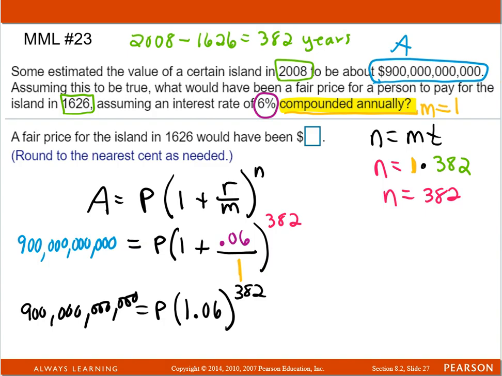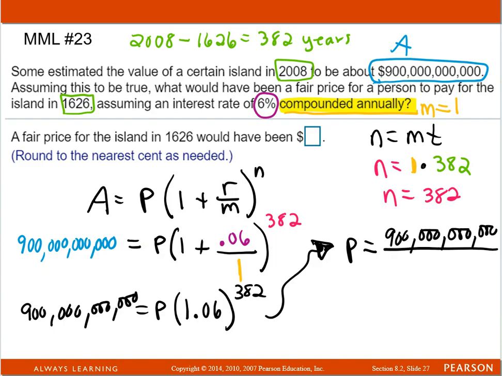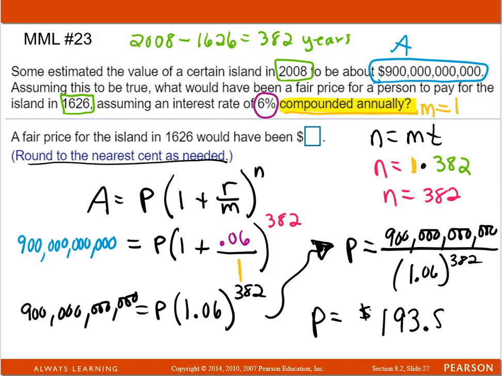There's your 900 billion. I'm running out of room here. To get P, it's going to equal the 900 billion divided by the 1.06 raised to the 382nd power. And it does say round to the nearest cent is needed. And this is pretty funny. This goes back to the year 1626. So back then, it would have cost a person $193.82 to be the owner of that island.